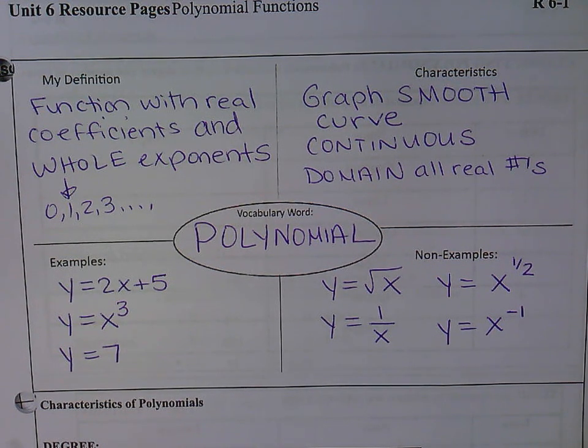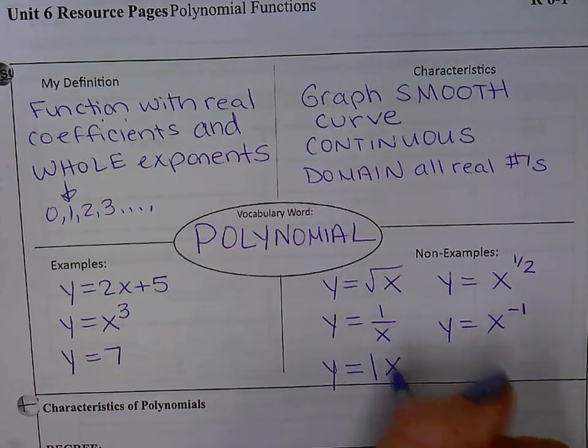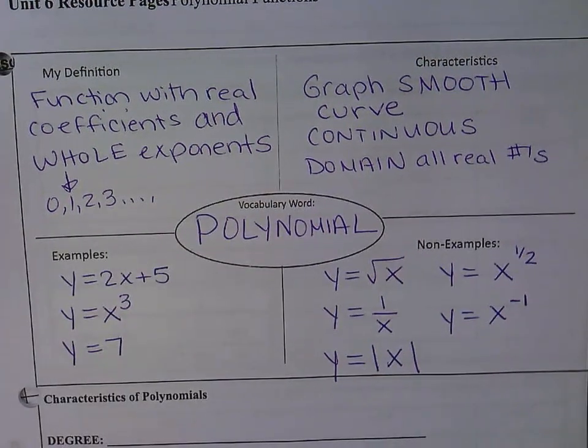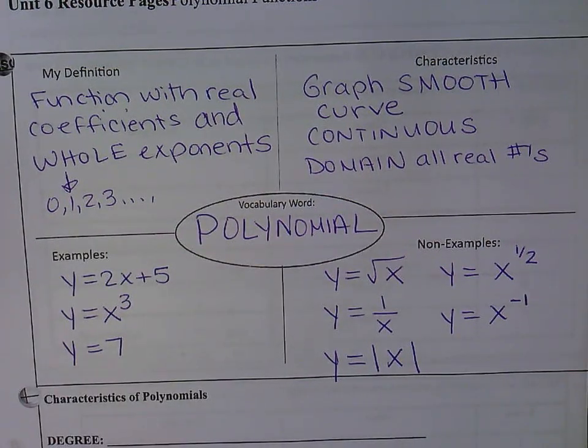So x to the 1/2, x to the negative first. So your first job on Friday on the quiz will be identifying, yes, this is a polynomial, but no, this is not a polynomial. So even though we might have studied it this year, it might not be a polynomial. Absolute value function, not a polynomial, right? It doesn't have a power of just x.